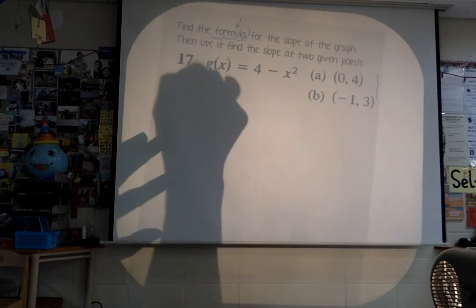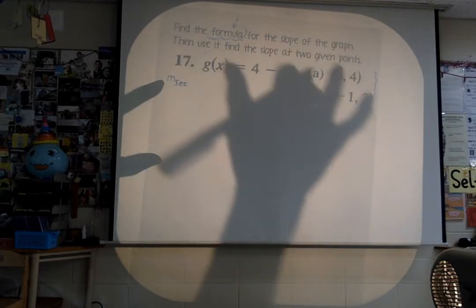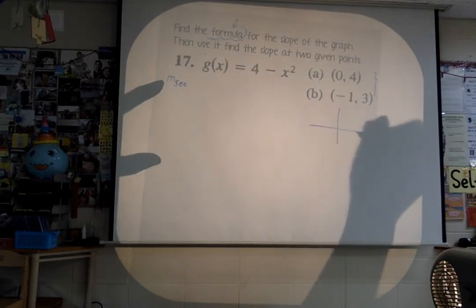So we're going to do the same thing. We're going to find the slope of the secant line of this guy here. And this guy, as you know, looks like this.